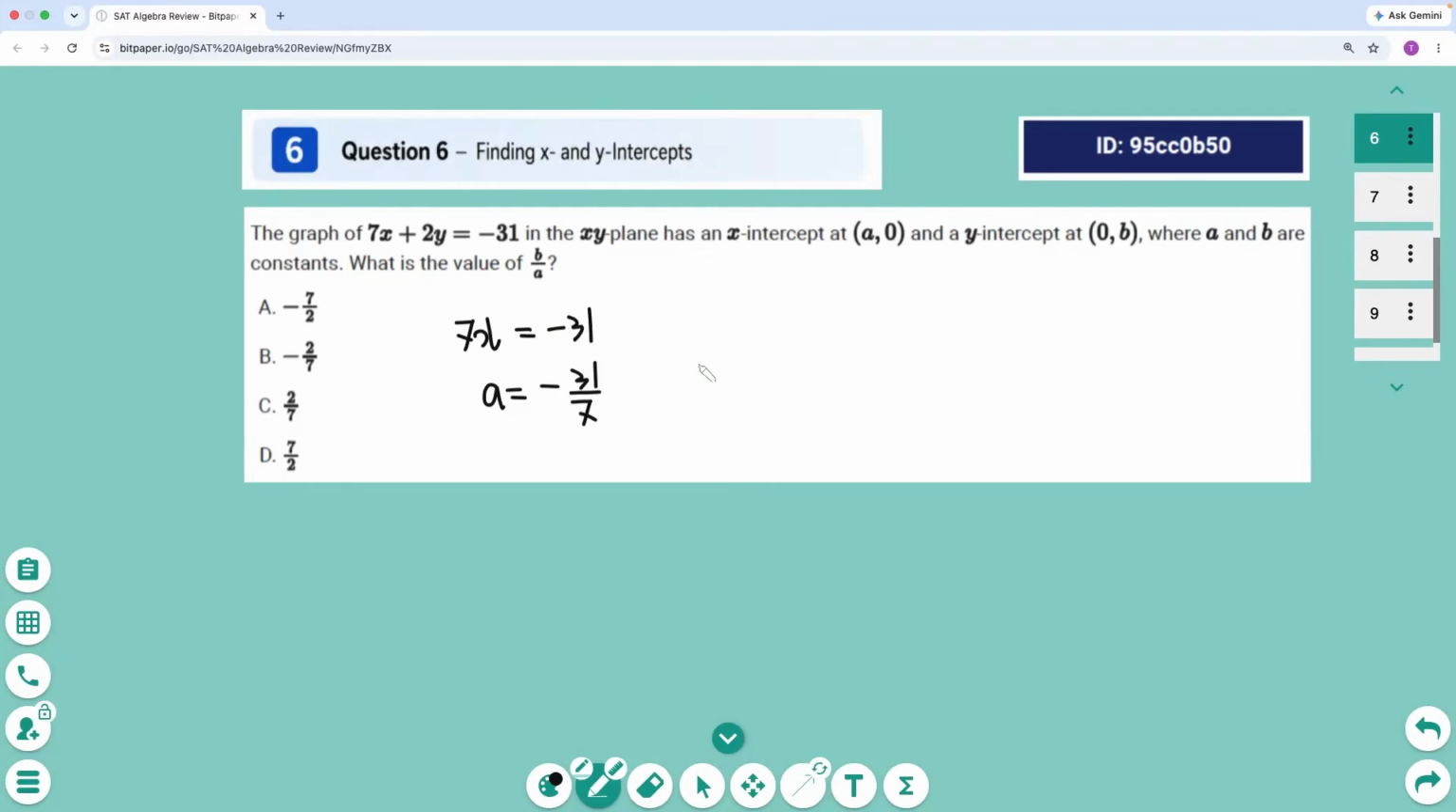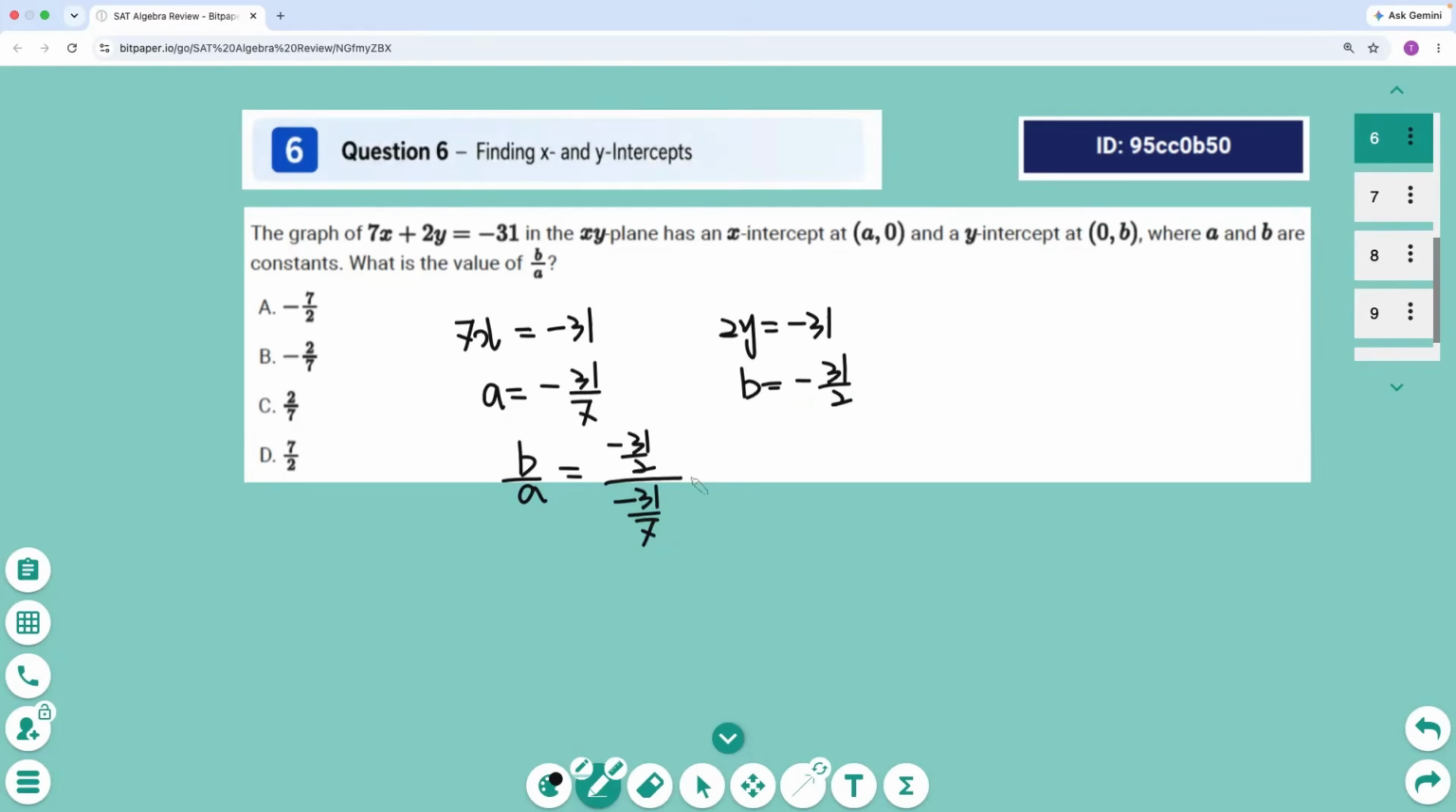Next, let's find the y-intercept by setting x equals 0. Substituting 0 for x gives 2y is equal to negative 31. The value b is equal to negative 31 over 2. Now we need to calculate the ratio of b over a. Be careful with the order here, it's b over a. Plugging in our values, b is negative 31 over 2 divided by a, negative 31 over 7.